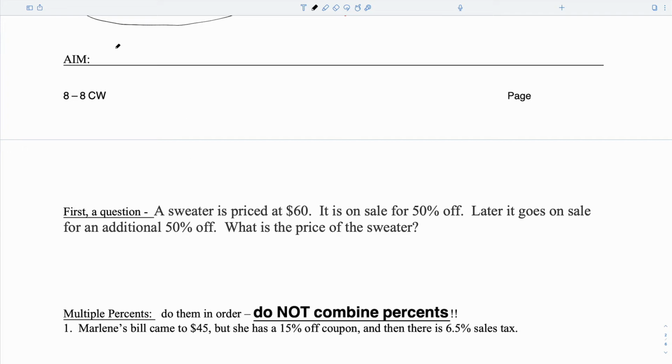With this first question after your aim, if you're done writing the aim, you can look at it and think about it. We have practiced markups, we've practiced markdowns, we've practiced percent ofs. Today we're solving problems with multiple percents.